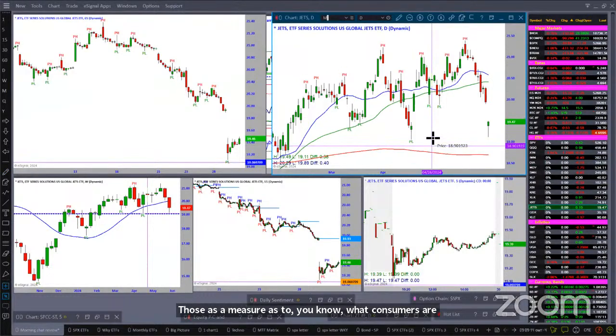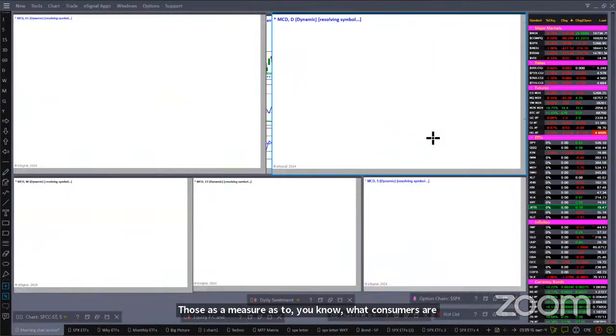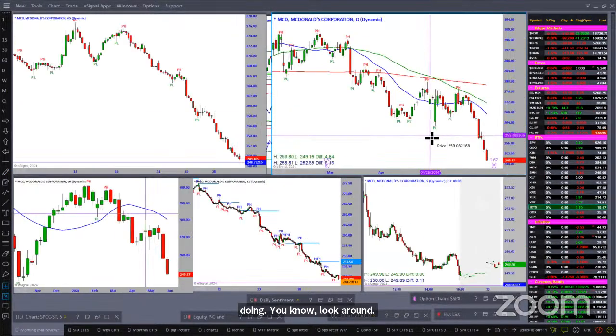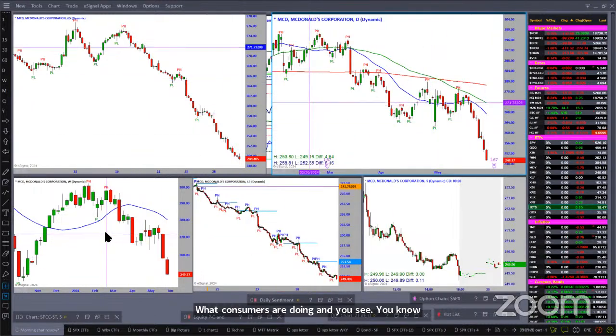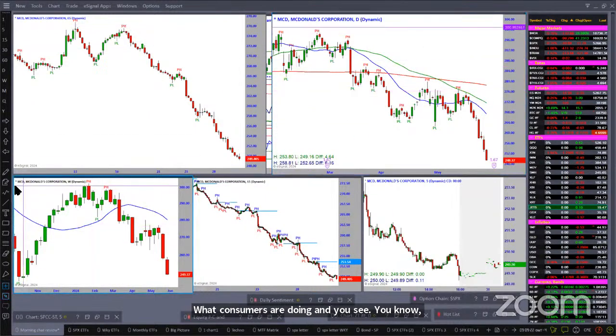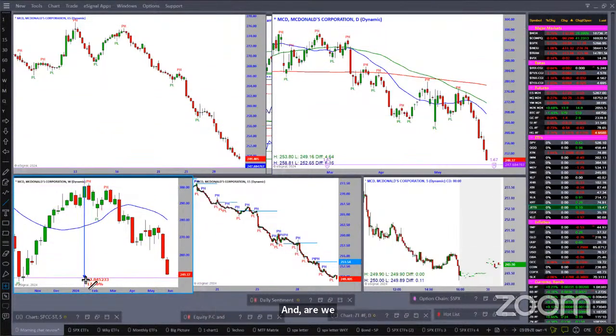Look around at what consumers are doing, and you see McDonald's going into a little crash mode there, and probably buyers will start looking for that as it comes down here.